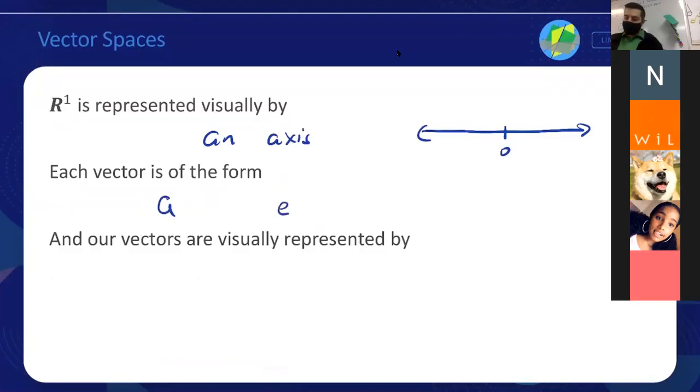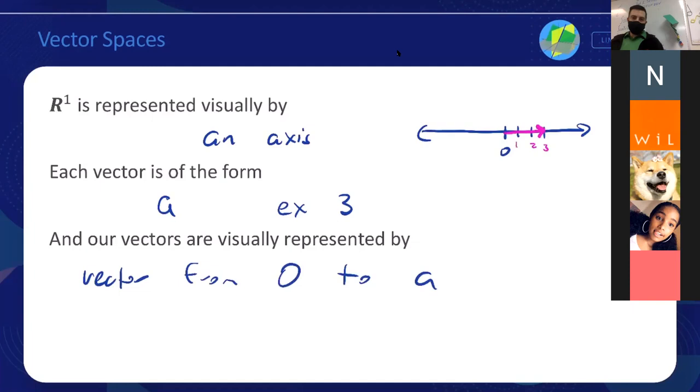Okay, so for example, 3. Well, then that would be visually represented by the vector from the origin to the number 3. 1, 2, 3. So it would be just vectors going along that line out from the origin. So it's a vector from 0 to wherever you put A.